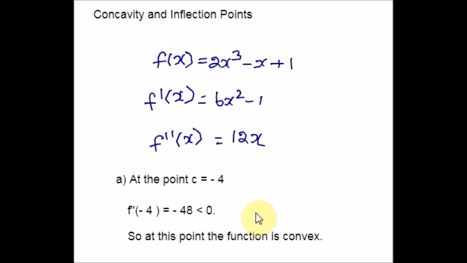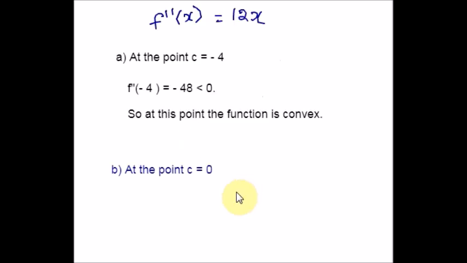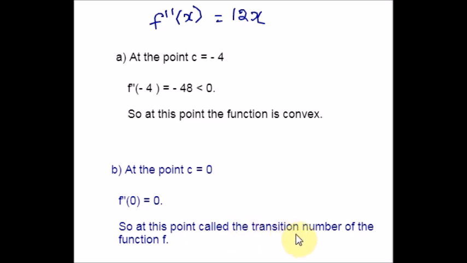Okay, now let us check the same function's second derivative at the point c equal to 0. So what will happen if you replace x by 0? It will just be equal to 0. Am I right? f double dash of 0 is equal to 0. So it means this point is a transition number of the function f, because the second derivative is equal to 0. Hope you are clear with this concept, transition number.